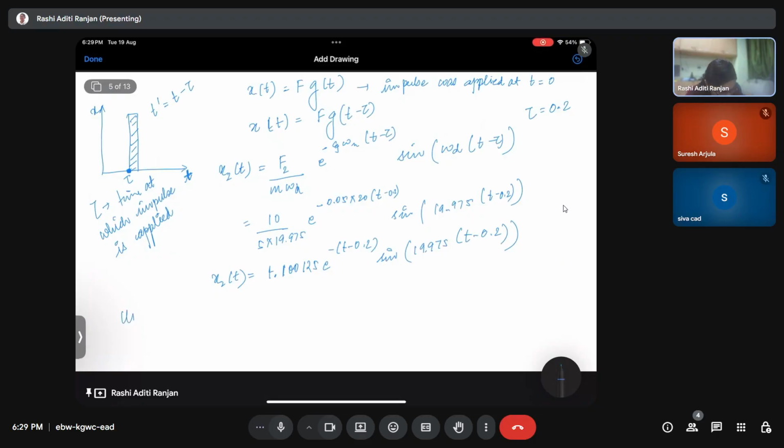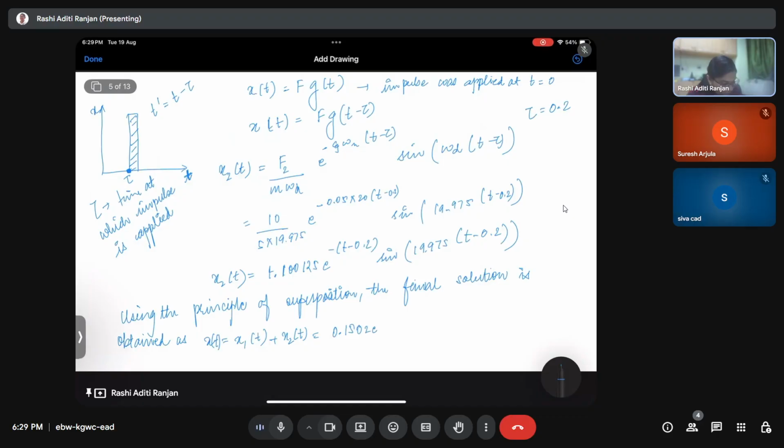Okay, so using the principle of superposition, the final solution is obtained as x1 of t plus x2 of t, which is 0.1502 e to the power minus t sine of 19.975 t plus 1.1000125 e to the power minus of t minus 0.2 sine of 19.975 t minus 0.2.